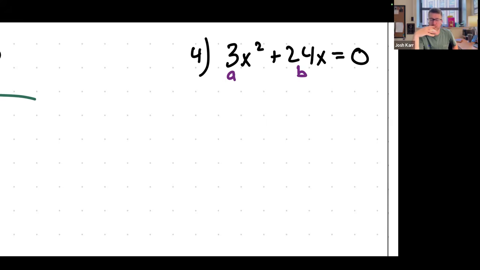If we're missing some important information here, okay? So always, right, anytime there's a leading coefficient, let's go and check to see if there's a greatest common factor. All right, so GCF, what goes into 3x squared and 24x?